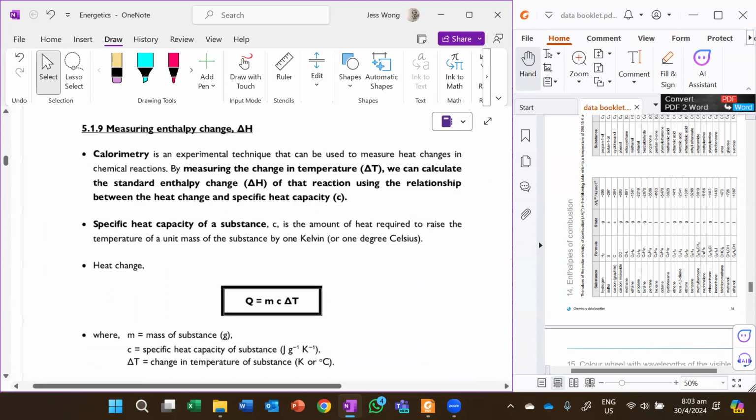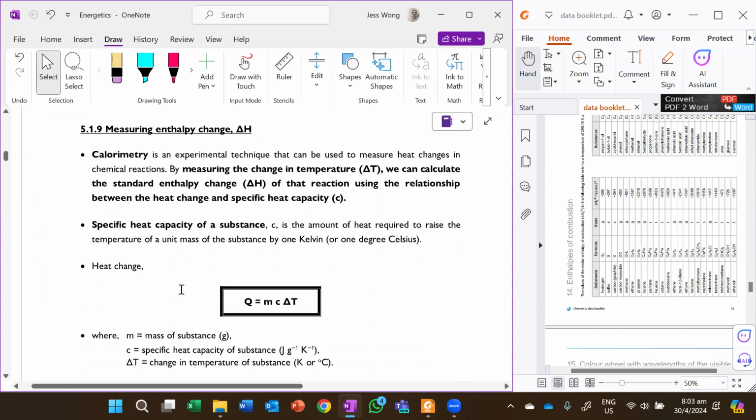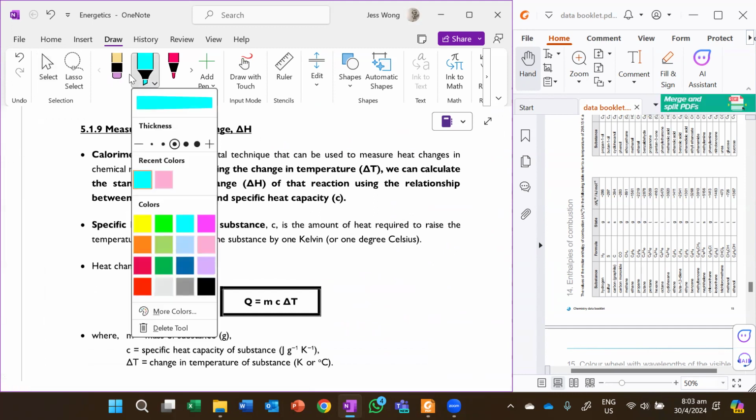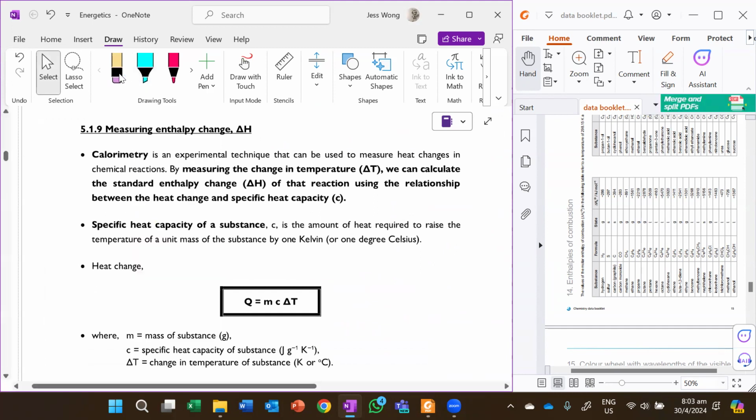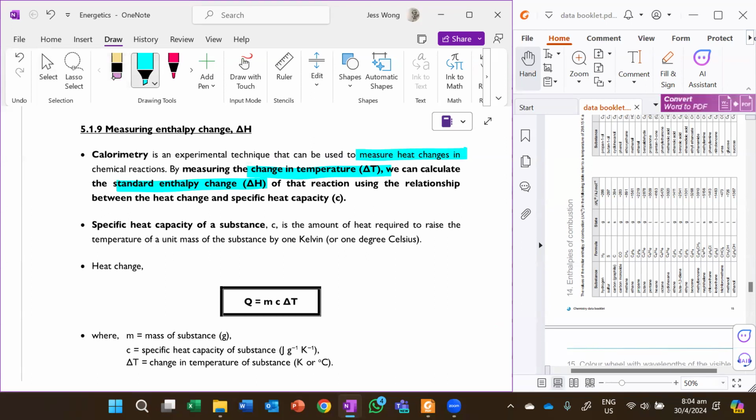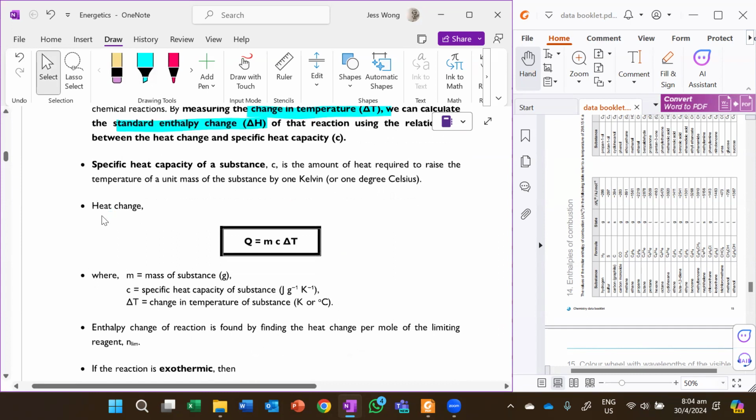This calorimetry is often tested under experiment, so make sure you know it, or in graphical questions. Calorimetry is a technique that we do in the lab to measure temperature changes during a reaction. So what we are measuring is the change in temperature. By recording the changes in temperature, we can calculate the enthalpy change of a reaction if we know the specific heat capacity. The specific heat capacity is the amount of heat required to raise the temperature of a substance per unit mass by 1 Kelvin.